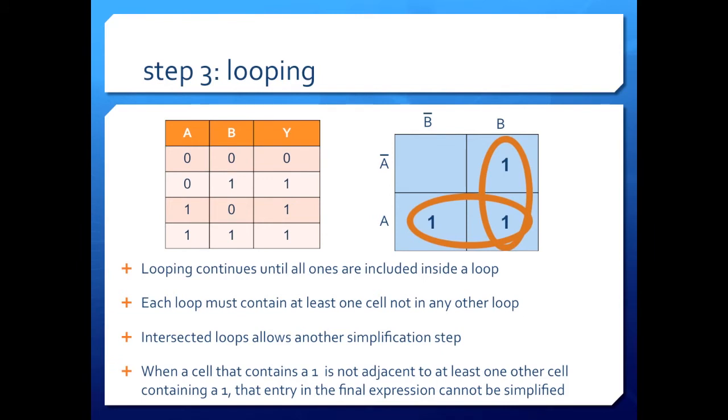When a cell that contains a 1 is not adjacent to at least one other cell containing a 1, meaning if we have one square that has a 1 in it, and there's no other adjacent ones around it, so above it, below it, to the left or to the right, then that entry in the final expression cannot be simplified at all. And I'm going to show you an example of that in a moment.